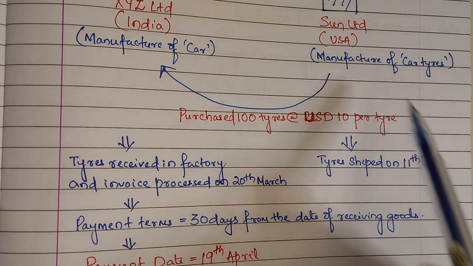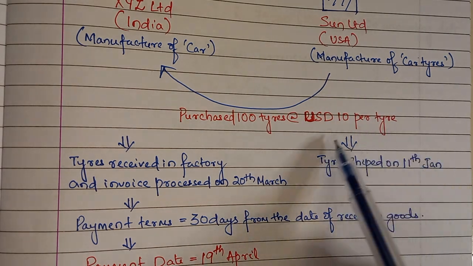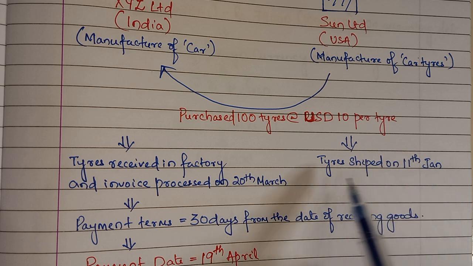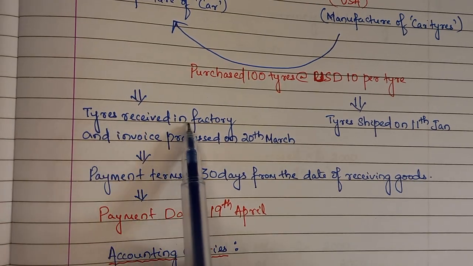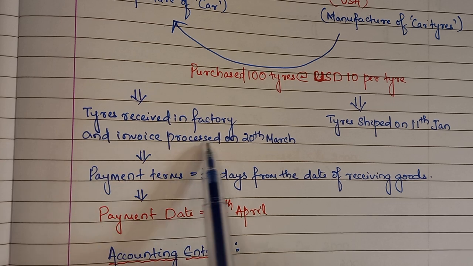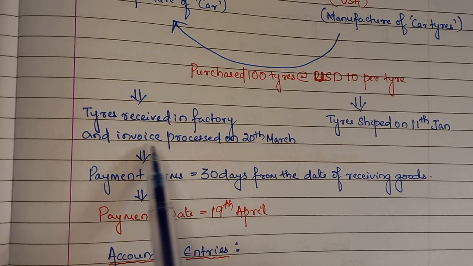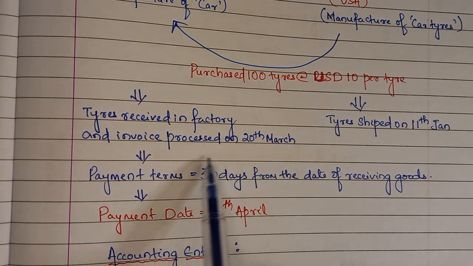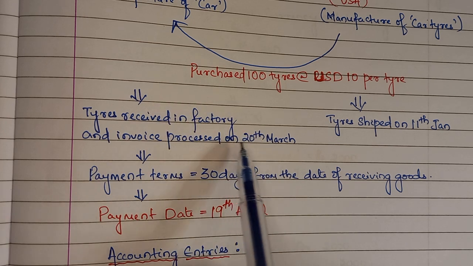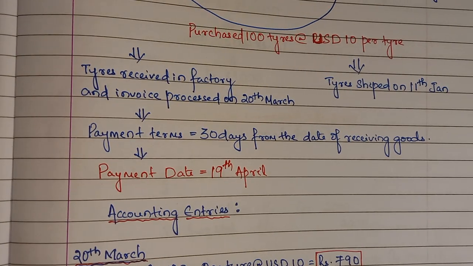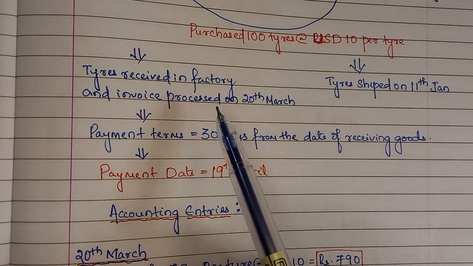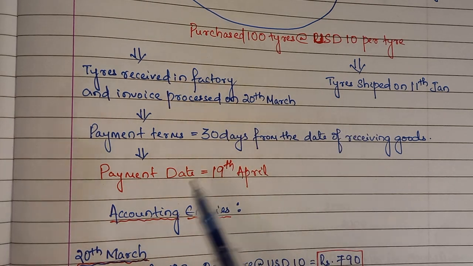That means Sun Limited has shipped this material on 11th of January, and it took about 2 months plus. Tires received in factory and invoice processed on 20th of March. So XYZ is receiving the tires in the factory and processing the invoice on 20th of March. And what are the payment terms? Payment terms means after how many days XYZ Limited is going to make payment to Sun Limited, how many days credit XYZ is going to enjoy.